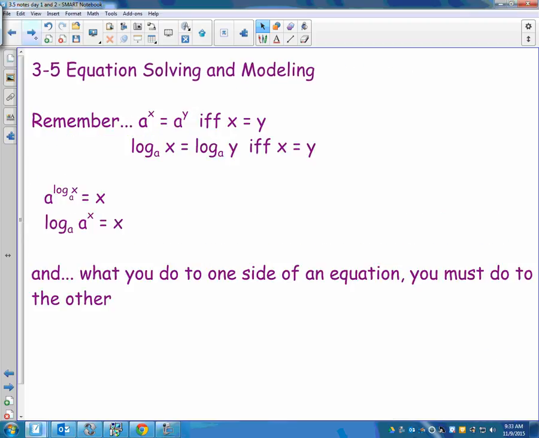Going to jump right in here. So these are my basic rules. We've written these down before, so it's up to you if you want to write them down again. Remember what IFF means from the old lesson? If and only if.